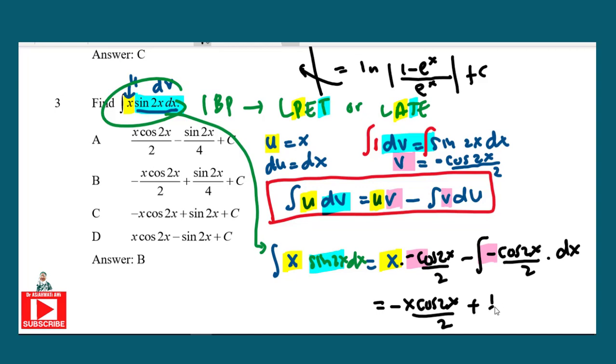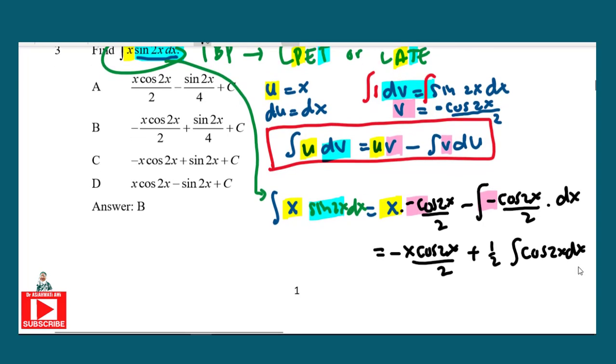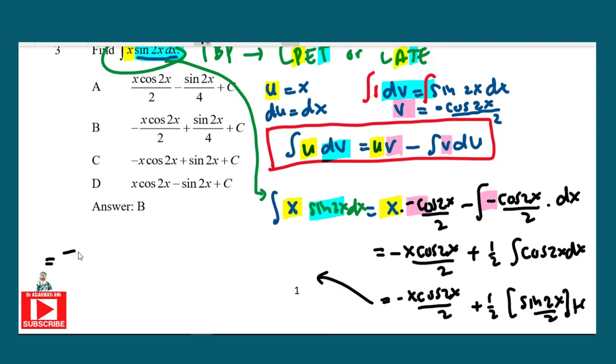Plus 1 over 2 integral of cos 2x, which is 1 over 2 times sin 2x over 2 plus c. Then simplify: negative x cos 2x over 2 plus 1 over 4 sin 2x plus c. Solution: negative x cos 2x over 2 plus sin 2x over 4 plus c. This is the option.